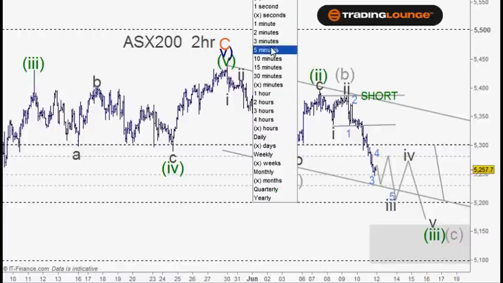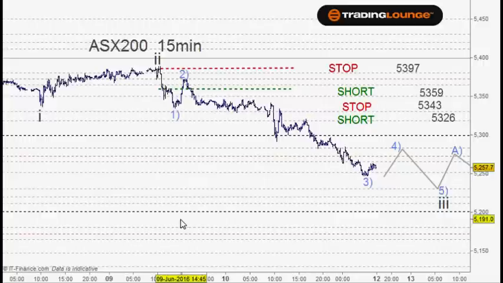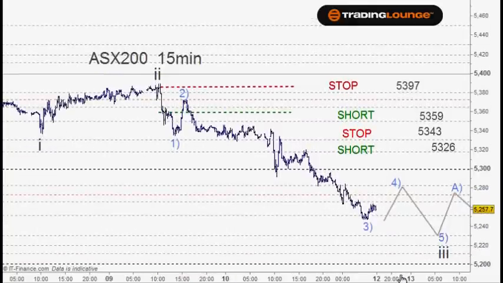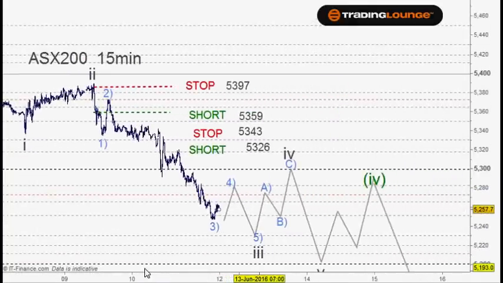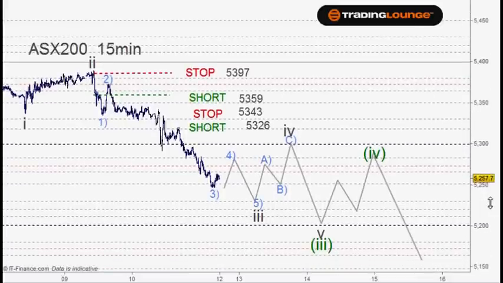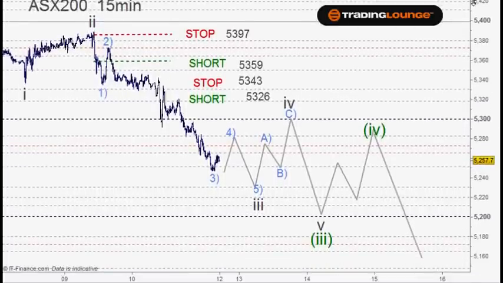So on the 15-minute chart here, it can be as bumpy as this. Okay, so we had a stop up here at 53.97. You can move the stop down to 53.43 or 47. Doesn't really matter too much. We can get a breach above the 5.3 here. Probably a little bit unlikely at this stage, but yeah.